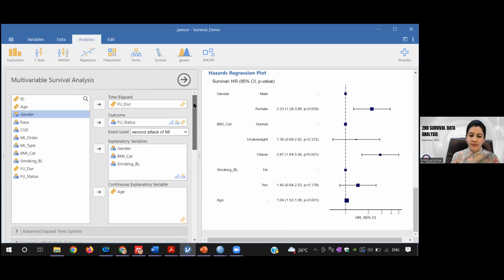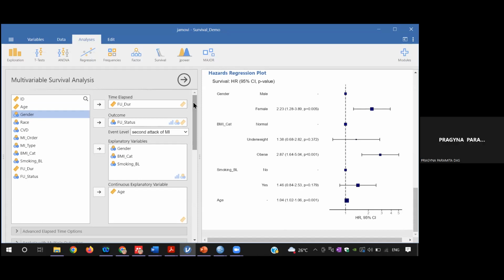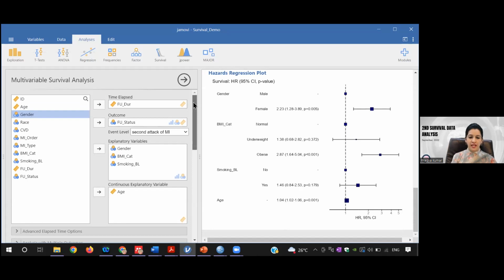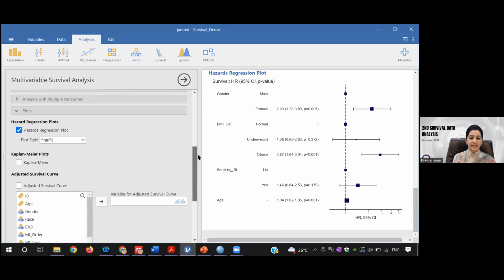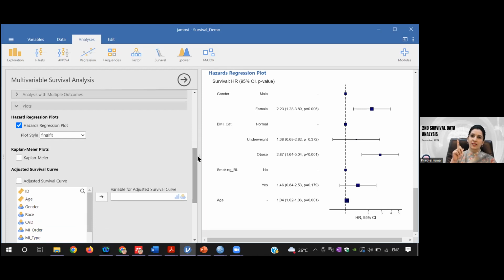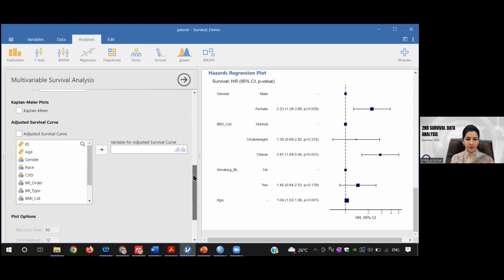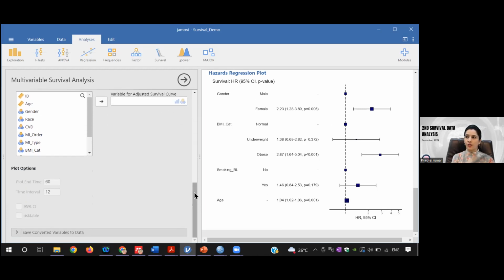Before we go to the breakout room, I just want to touch on the concept of time-dependent covariate. Ma'am, how to change the reference in JAMOVI? In the logistic there was an option, but in this case you cannot change the reference. If you want to change the reference, you need to change the code.